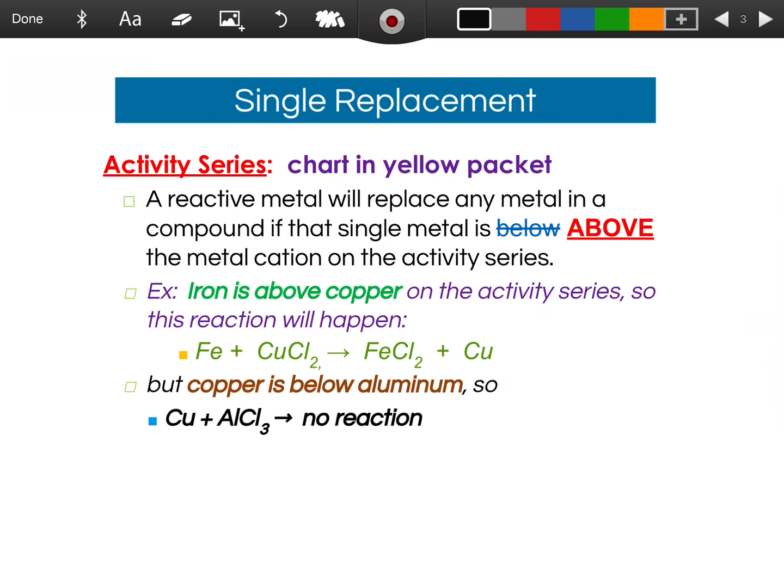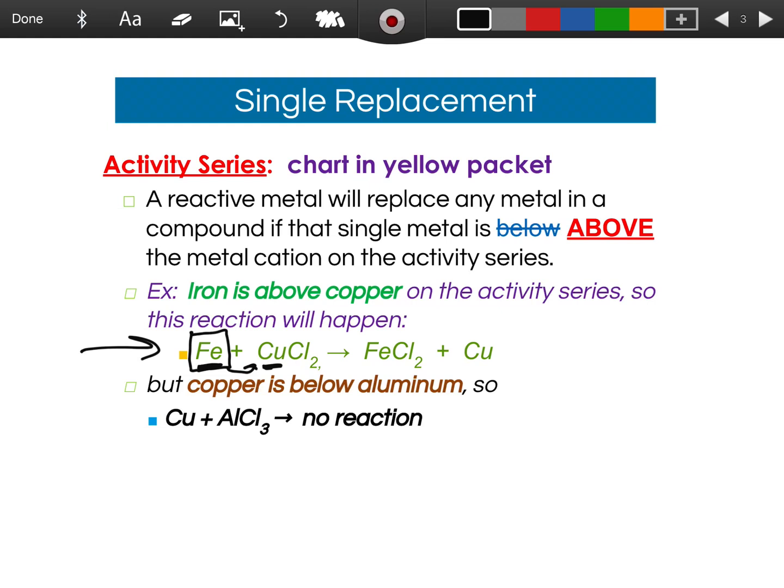So when you're looking at a reaction, if we look at this example here, iron plus copper chloride, iron is a metal, and iron is trying to replace copper. So if you look at your activity series, you would find iron and you would find copper on the list. So what you're looking for is the single element above the one that it's trying to replace. So if iron is above copper on the list, iron is strong enough to kick copper out of the way and to make this reaction happen.